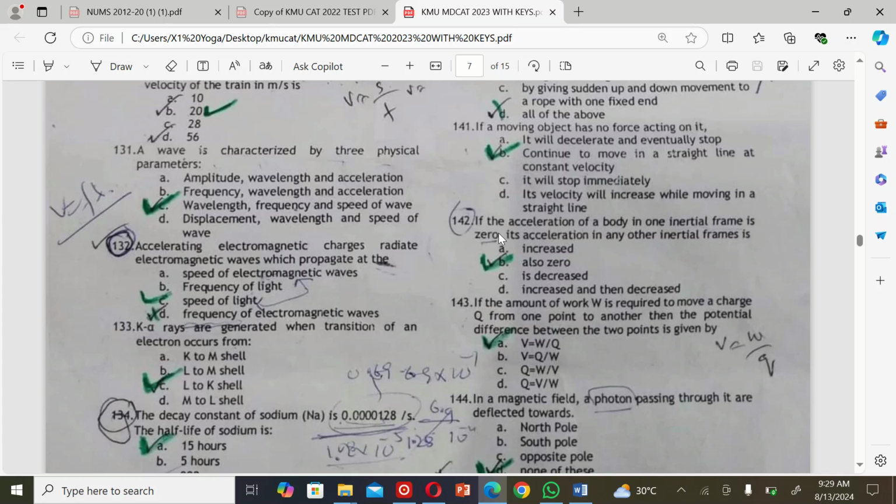The next MCQ is: if the acceleration of a body in one inertial frame is zero, its acceleration in any other inertial frame is A. Increase, B. Also zero, C. Decrease, and D. Increase and then decrease. So the correct option is B. Also zero.